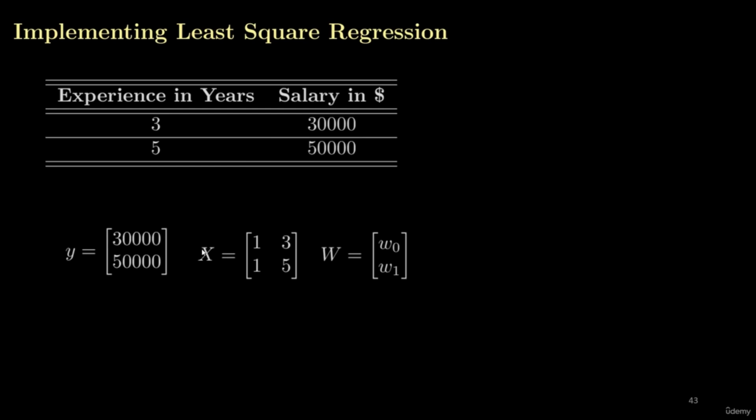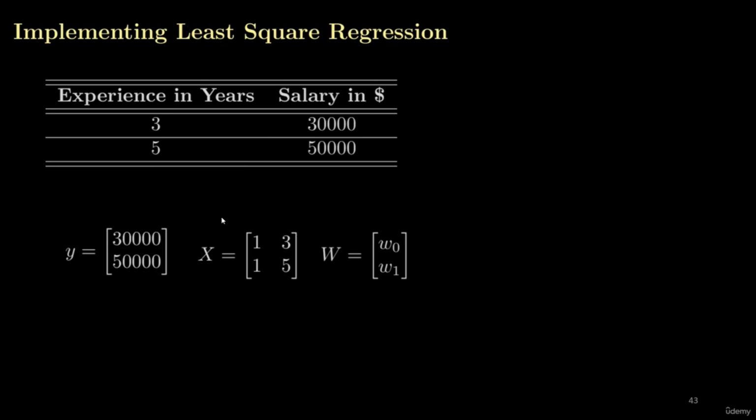Now, in order to multiply X and W, the condition is that the number of columns in X matrix should be equal to the number of rows in W matrix. Now, W matrix has two rows. So we have to create another column in X matrix. So we need to append one at the first column of our feature matrix. We have also seen this step during the derivation of least square regression, that in order to keep the multiplication possible between X and W, we need to append one at the first column of the feature matrix.